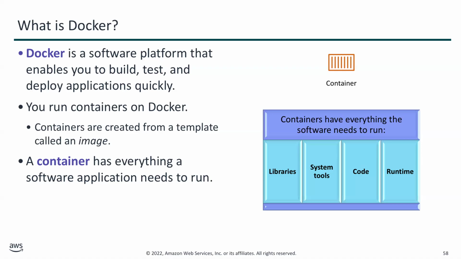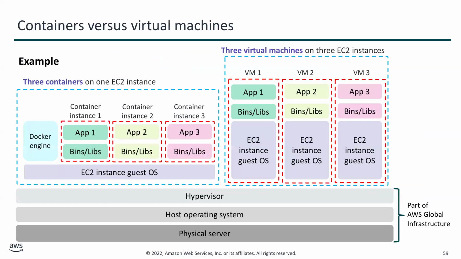Docker is a software platform that enables us to build, test, and deploy applications quickly, right? So Docker is basically an engine on top of which containers run. You create a container. To run that container, Docker is needed. Let's understand it in this way, right? We run containers on Docker. Containers are created from a template called an image, right? As said before, a container has everything that the software application needs to run: all the libraries, all the runtime, and basics, right?